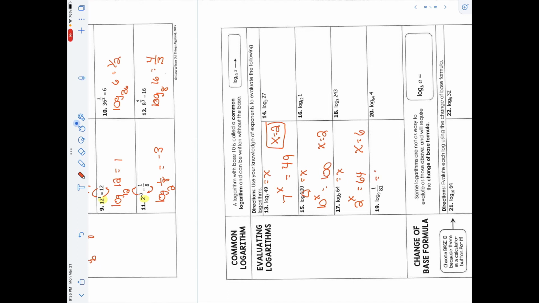Now for this one, we're really going to have to think about it for a second, because we have 9 to the x is equal to 1 over 81. Now I think I remember telling you that if the exponent is negative, then it goes to the bottom. So this would be 1 over 81. Okay, so we know that 9 squared is 81. So if I want it to equal 1 over 81, then x would have to equal negative 2.